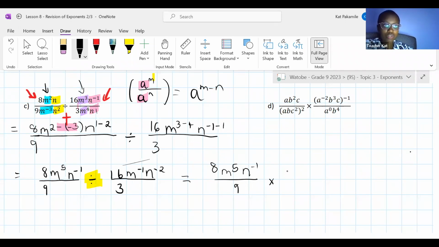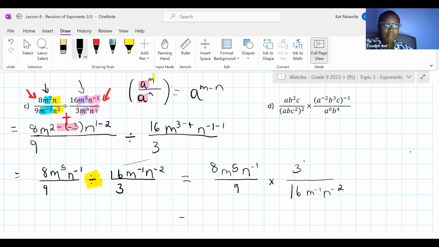You compare with the final answer that you got. So if we flip this, our 3 is going to go to the numerator, and bottom will have 16m negative 1 n negative 2 equals.